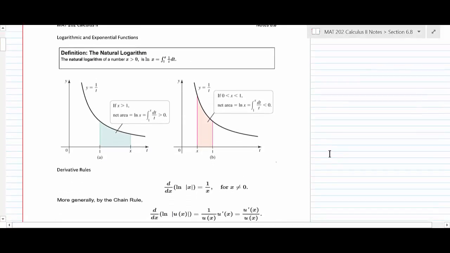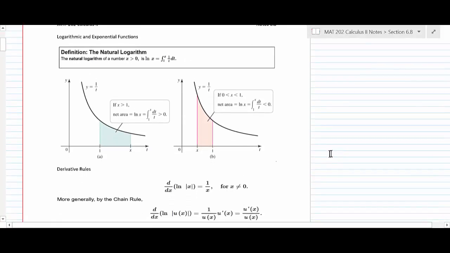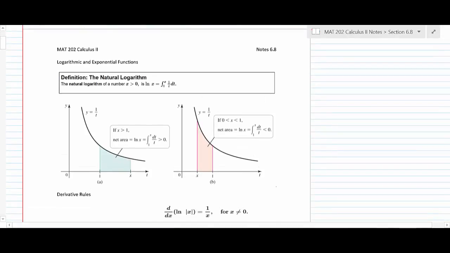Okay, so you're going to find that in this section 6.8, it will seem like you're reviewing a lot of stuff. It really will. Now, we go probably a little bit more in depth than you did in Calc 1, but what we're doing is a different type of definition of the natural logarithm, okay?